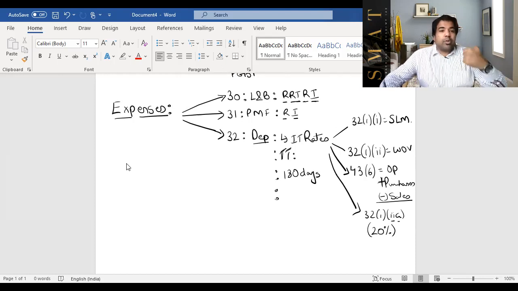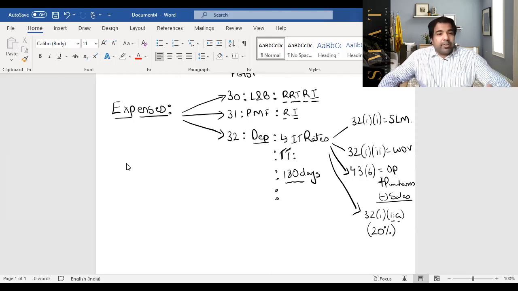The same rules apply. You should put to use the asset and the asset should be used for 180 days, less than 180 days, more than 180 days. That same rule applies here also. But please remember, in case you put the asset to use after 180 days, then you will get 10% this year and 10% next year. It's only a one-time depreciation.